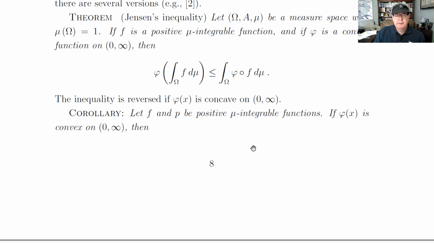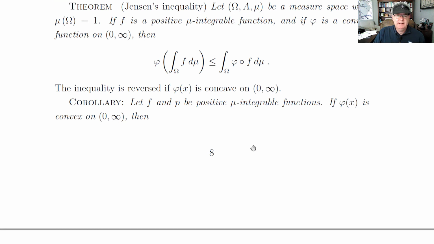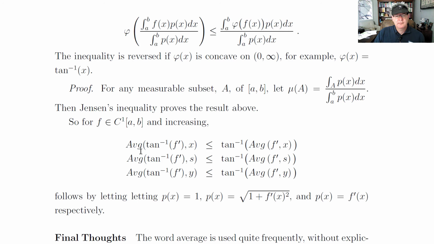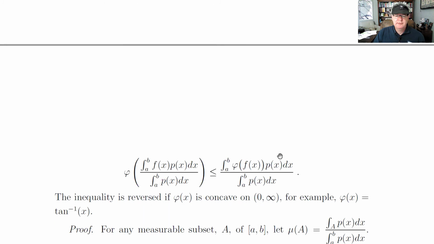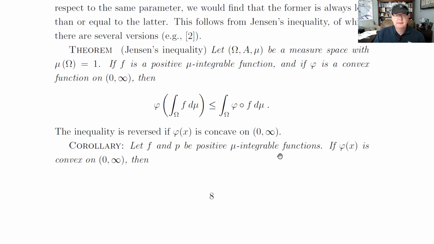It follows from Jensen's inequality. So in other words, the average angle is given by averaging arctan of f prime. That's always going to be smaller than taking the arctan of the average slope. So I thought that was a nice use of Jensen's inequality. Here it is in full sophistication for the mathematicians out there.